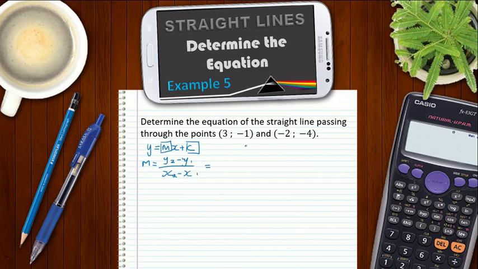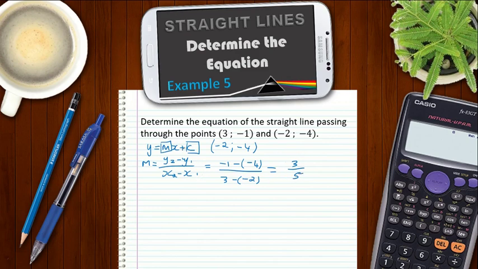So to do that, we just substitute in these values. Let's just write this one underneath here to make it easier. So I'm going to have -1 minus -4 over 3 minus -2. And then I calculate that. This minus becomes a plus, so -1 plus 4 gives me 3, and these two negatives give me a positive, so that becomes 5. Alright, so there's my gradient.